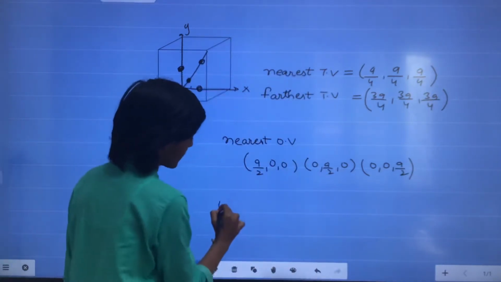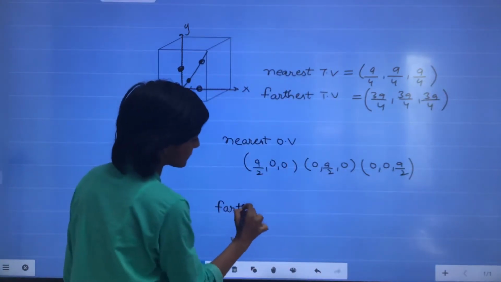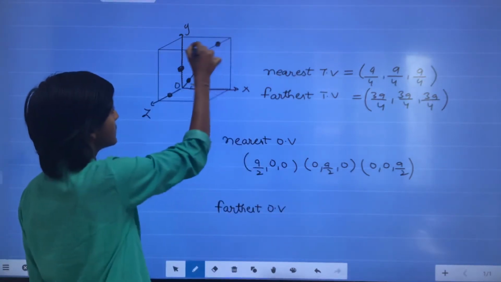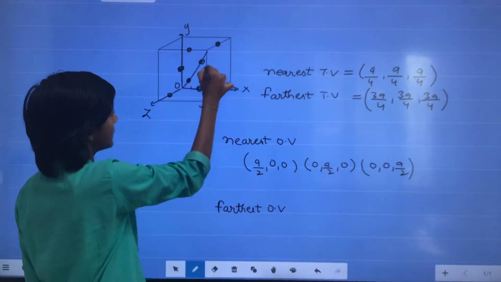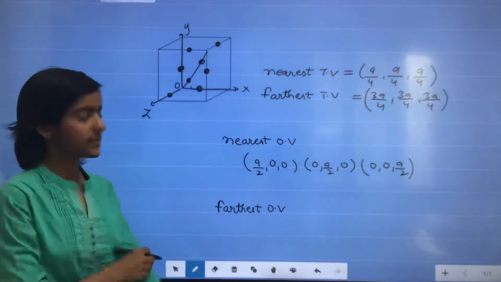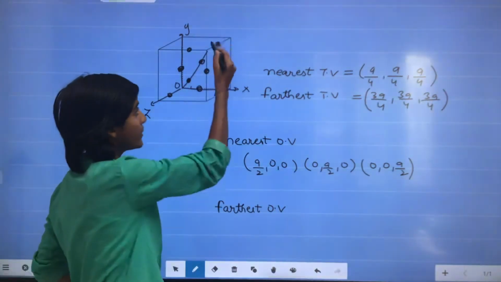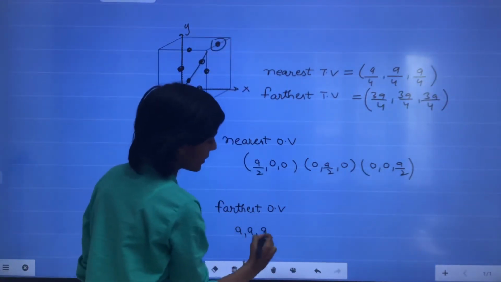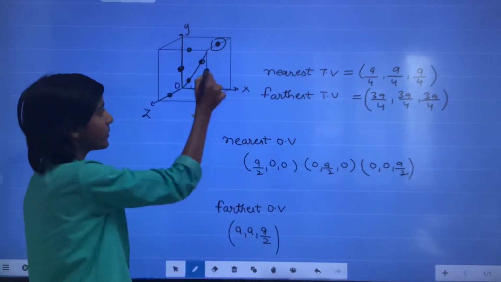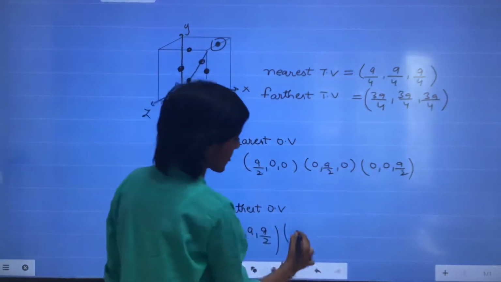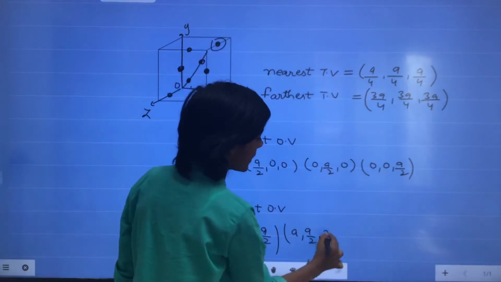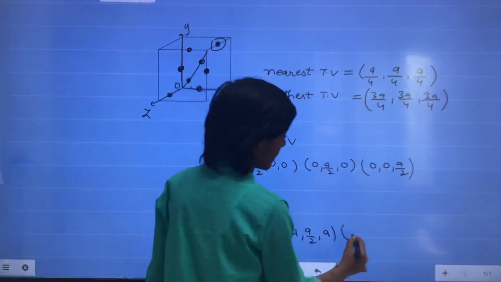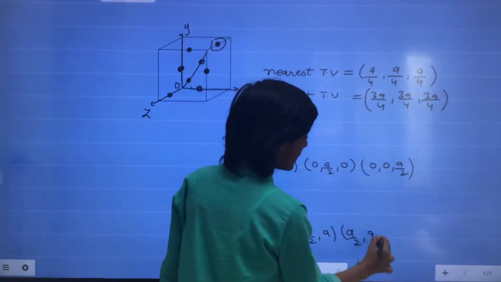Then we talk about the farthest OV. The farthest OV is this, one is this, second and third. These are the 3 farthest OV, and the coordinate of this is a, a, and a/2, and the coordinate of this farthest OV is a/2, a, a/2, and the coordinate of this OV is a/2, a, and a.